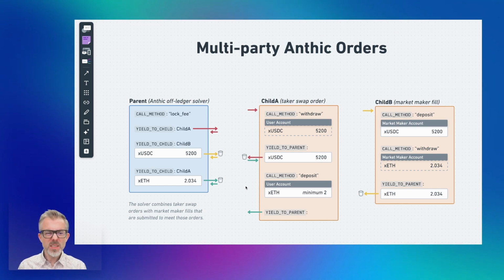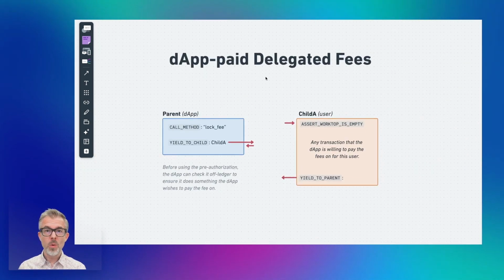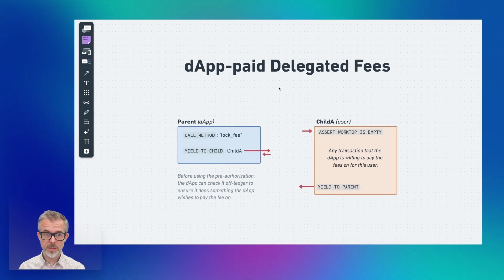Okay, this is probably one of the more complicated examples, but I want to do it first because it is really powerful and it's one of the main things that we're really focused on right now. However, there's a bunch of other really nice stuff you can do when you have this capability. So let me go through a couple of other examples. One of them is delegated fees.